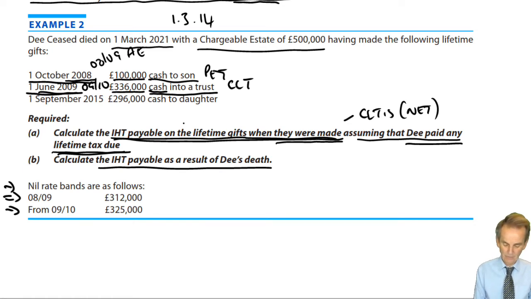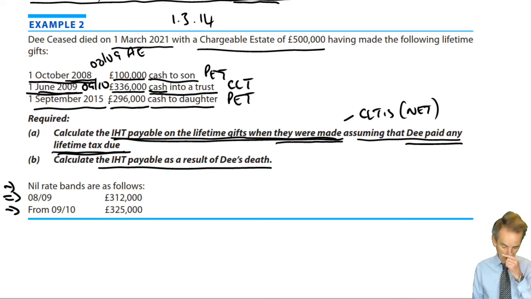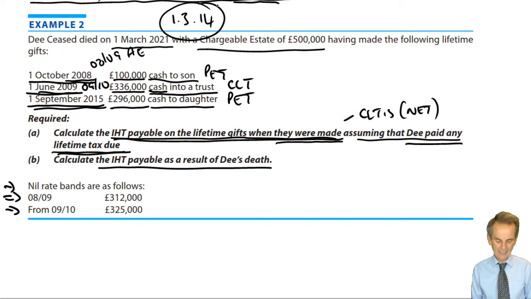1st of September 15, cash to daughter. That is a PET. Again, that 296 is the transfer of value. So again, we have to deduct lifetime exemptions. I'll leave you to figure, based on that date, what exemptions are able to be deducted. It is an important calculation, of course, because this time, the 1st of September 15, that's after the 1st of March 14, it is therefore within the 7 years of the date of death and will become chargeable.